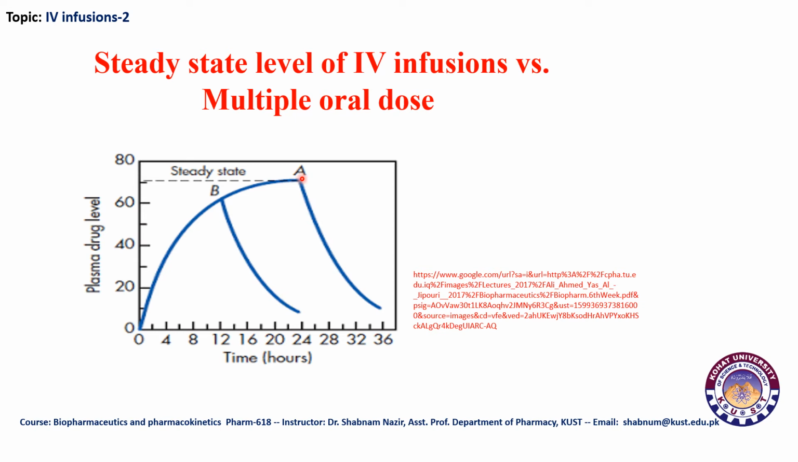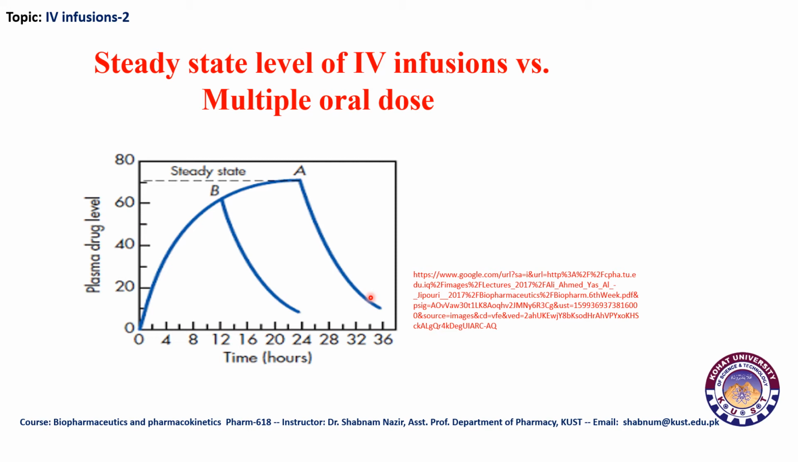And similarly, at point A, which is actually immediately before or in fact the steady state level, when the administration is stopped, again the level drops exponentially immediately. While this doesn't happen in case of multiple oral doses. What it simply means is that intravenous infusions are very safe. Whenever patients are experiencing side effects, just stop the administration abruptly and the level will drop immediately, and there are chances that the side effects will start to be reversed.